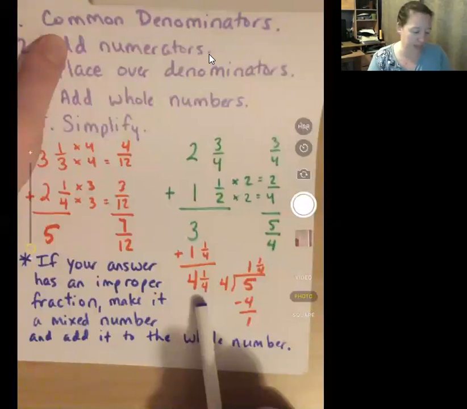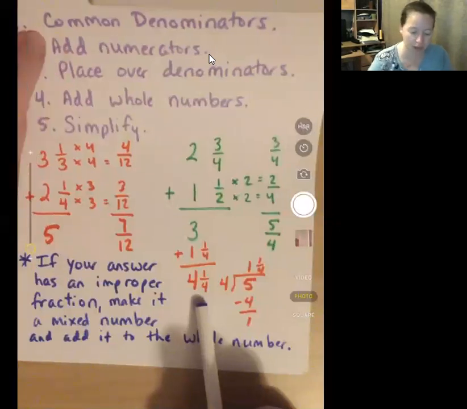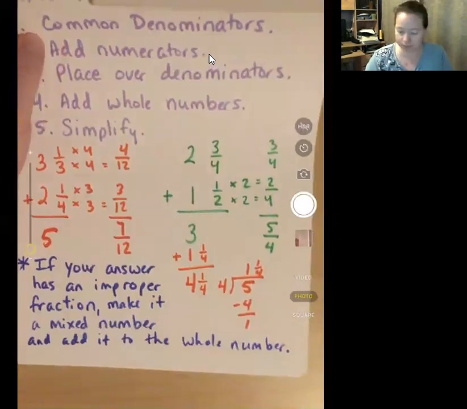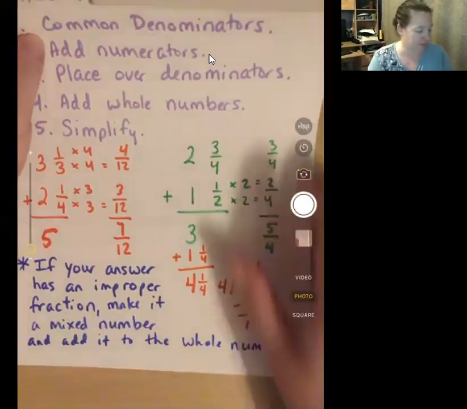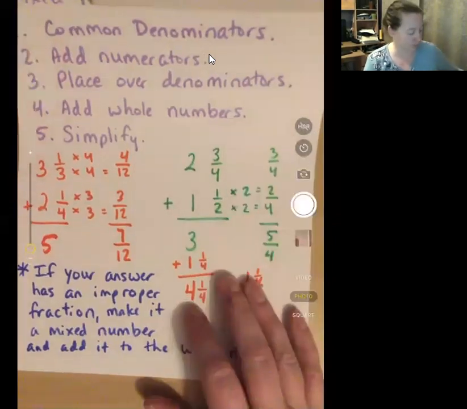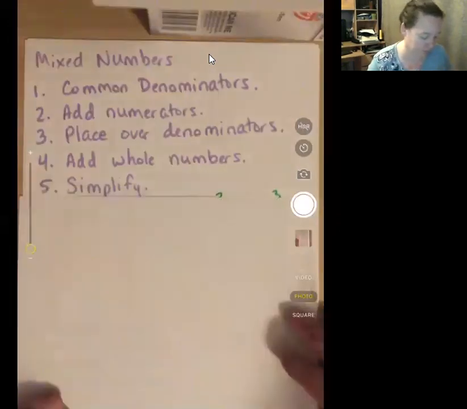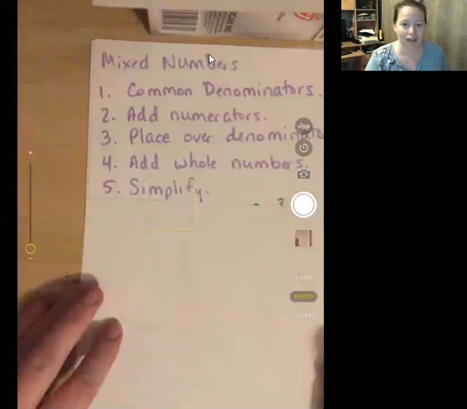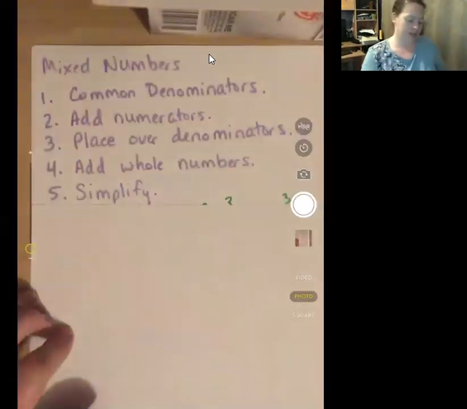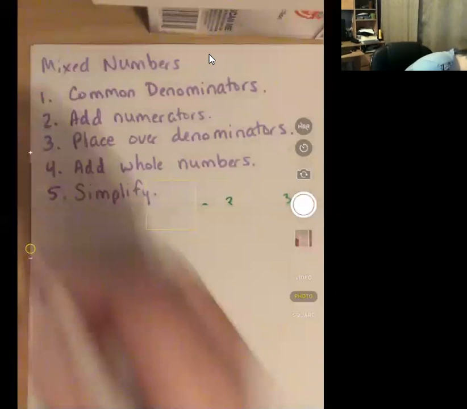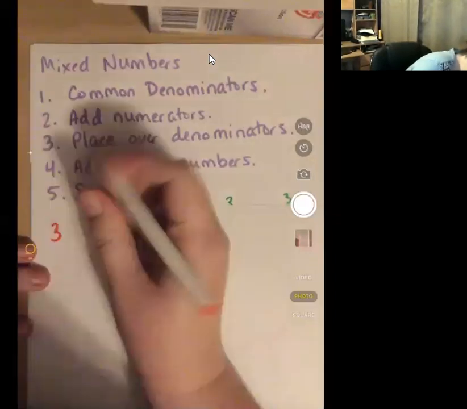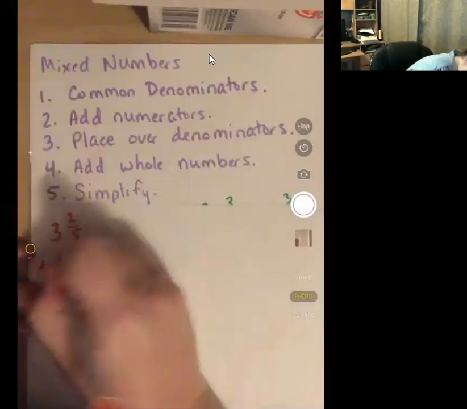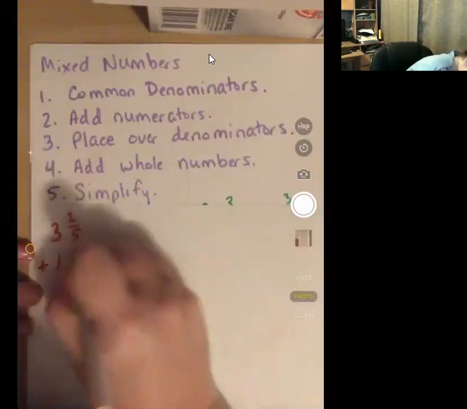Okay, let me do another one. Okay, so let's do this one. 3 2/5 plus 1 6/7.